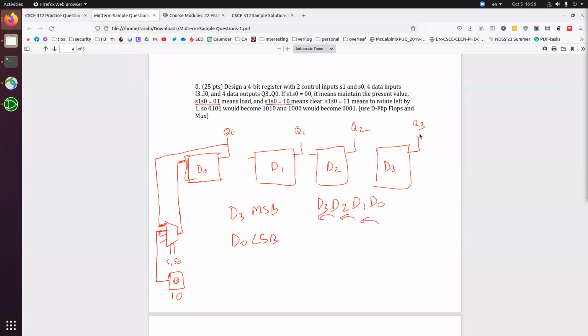So D3 should be D0. That's why it's rotate left by 1 bit. If we have the last value here, the last part 1 1, then D0 should get the value from D3. So this was D3, that would be our D0 if that's rotation.